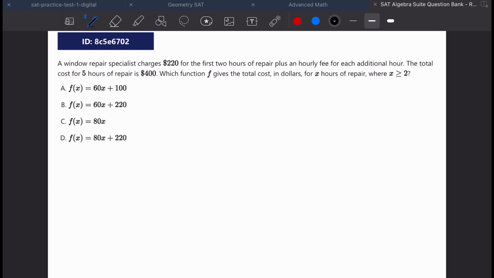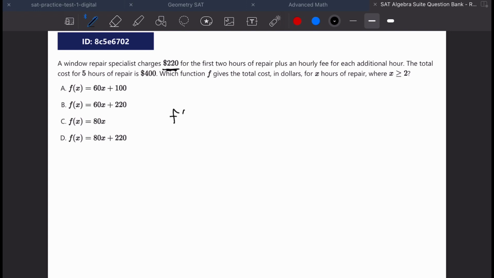A window repair specialist charges $220 for the first 2 hours of repair plus an hourly fee for each additional hour. The total cost for 5 hours of repair is $400. Which function f gives the total cost in dollars for x hours of repair when x is greater than or equal to 2? Okay, so we know that the first 2 hours are always $220.